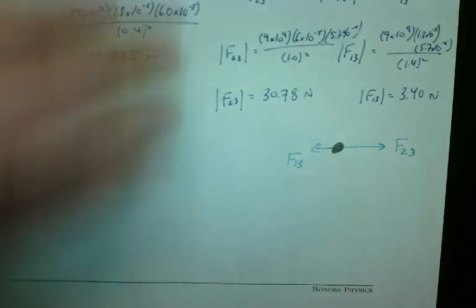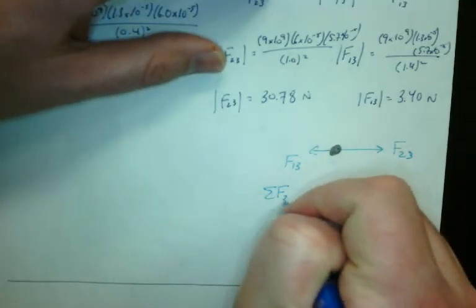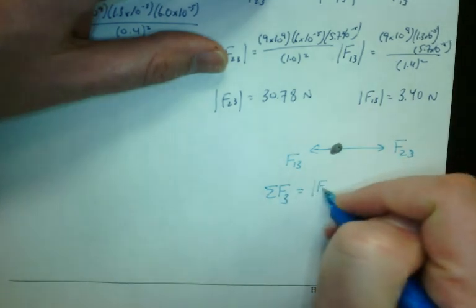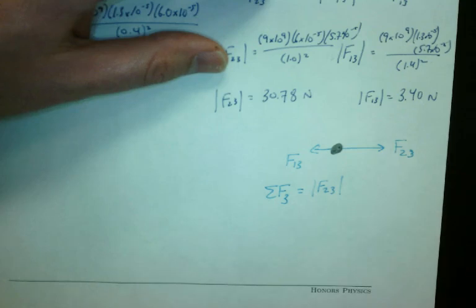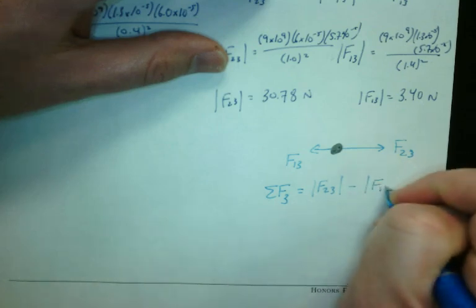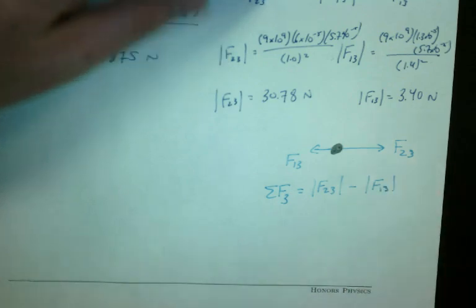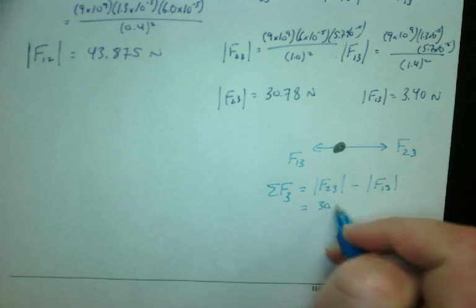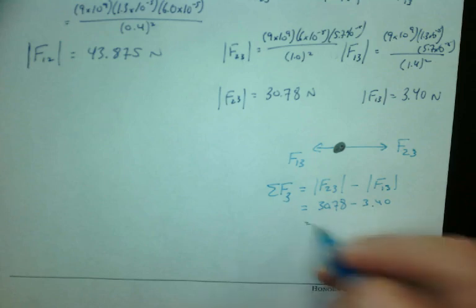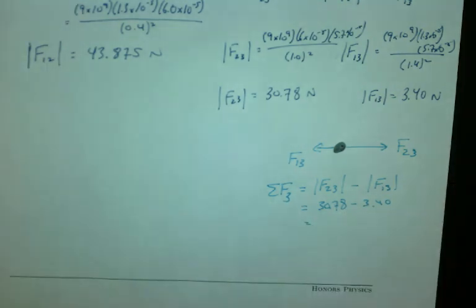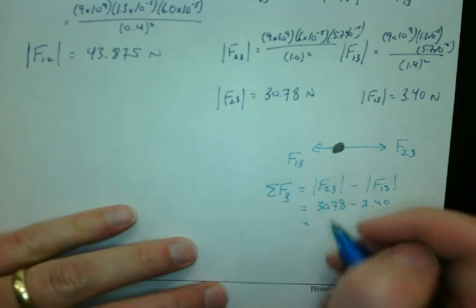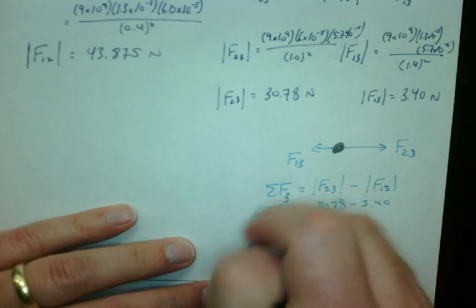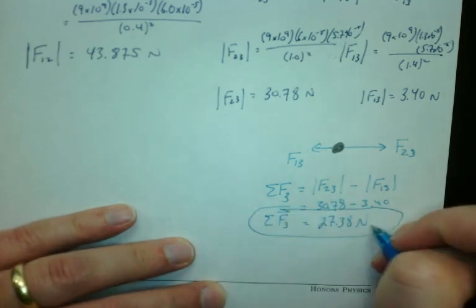So if I want to then find the net force acting on charge 3, what we're doing is we need to add the force between 2 and 3 because it's going in the positive direction. And we need to subtract the force between 1 and 3, because it's going in the opposite direction. It's going backwards. So the force on 3 then is going to be 30.78 minus 3.40, which I'm getting to be 27.38 newtons. And to be complete, I would say it's positive, so it's pushing it to the right.